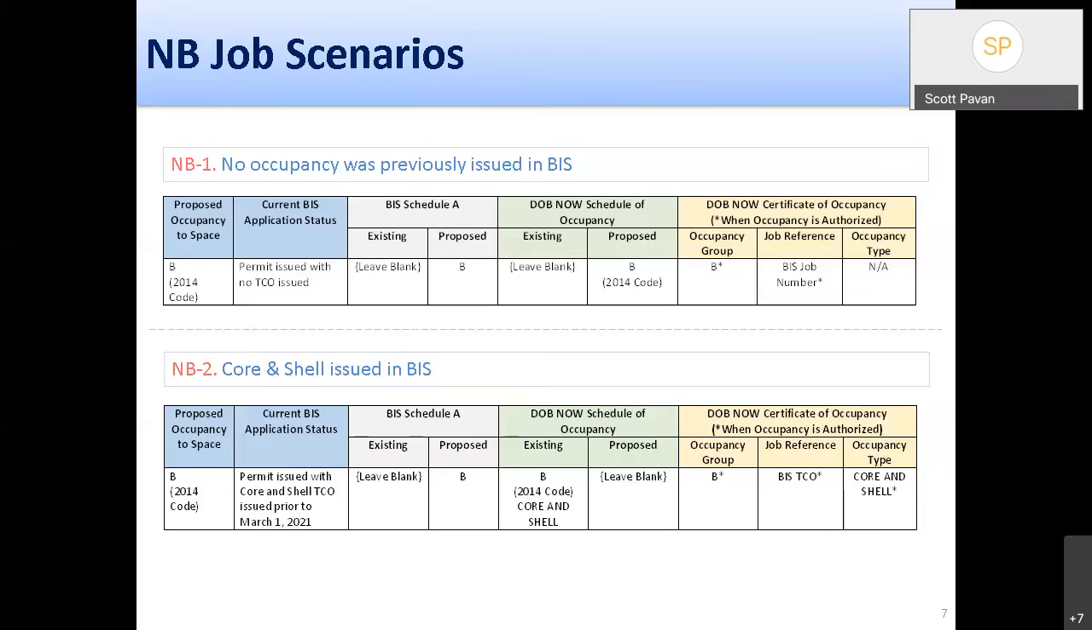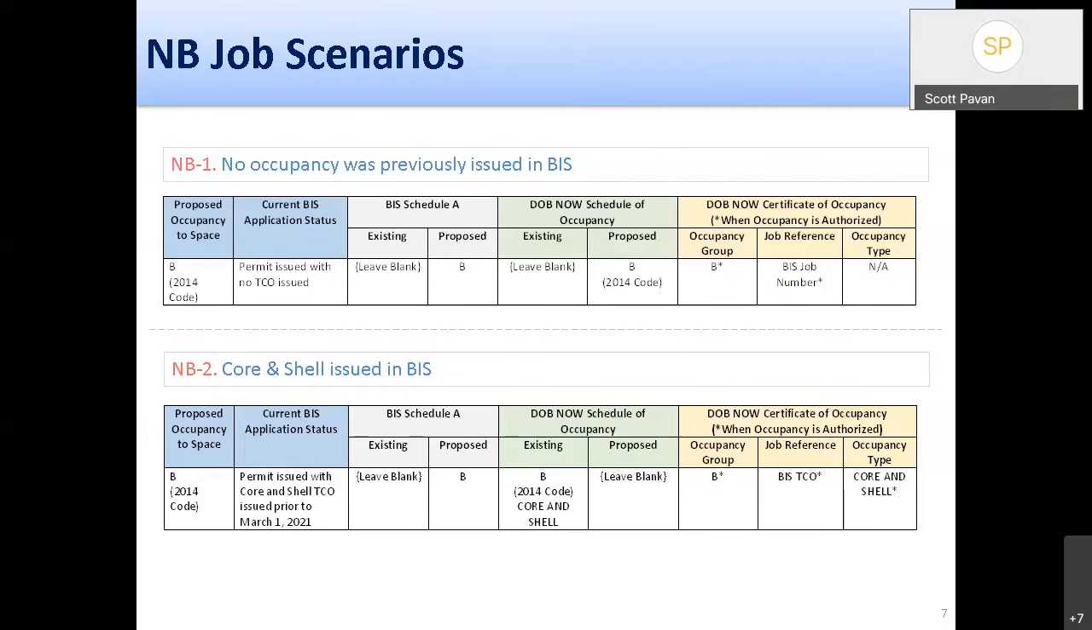So let's go through that same row, right? It's a business occupancy. The permit was issued, and I got my core and shell TCO before the DOB Now launch on March 1st. What does my BIS Sched A say? Well, what it's always said for 30 years: proposed.